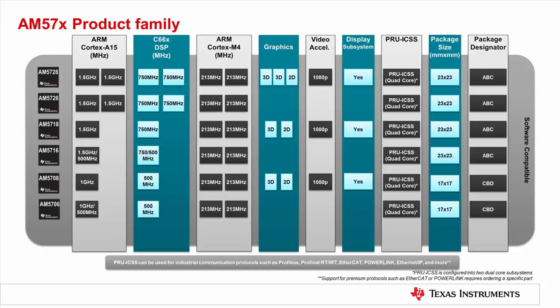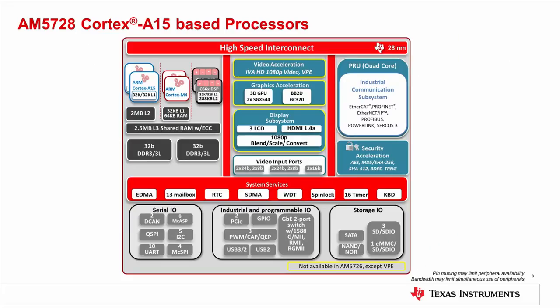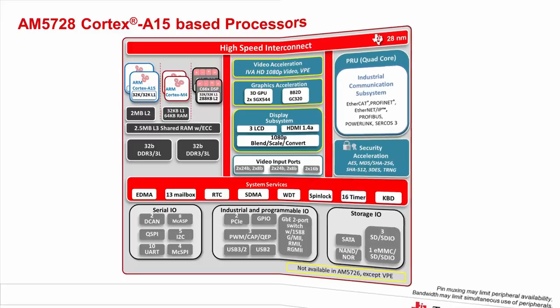The AM57x is part of the Sitara Processors family, which brings unrivaled integration, scalability, peripherals, and ease of use associated with the powerful Sitara processor platform. The AM57x processors have a unique heterogeneous architecture that includes ARM Cortex-A15 cores, C66x DSPs, programmable real-time units, ARM Cortex-M4 cores, and video and graphic accelerators that make the AM57x processors unmatched in their class.